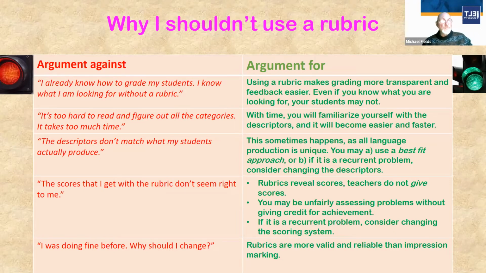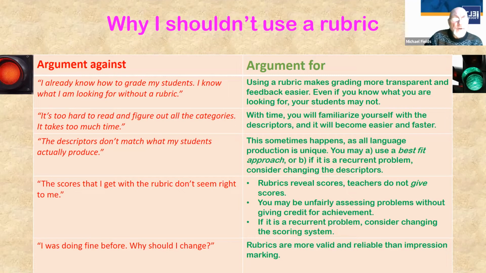The descriptors don't match what my students actually produce. Again, are you using the rubric as a checklist, or are you using it in a best fit approach? And I suggest a best fit approach. And if this is really a recurring problem, then maybe the descriptors need some updating to make them match better what your students are actually producing.